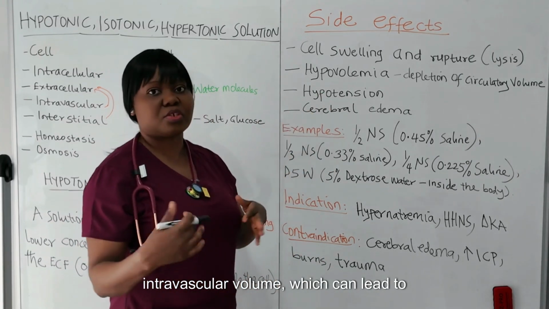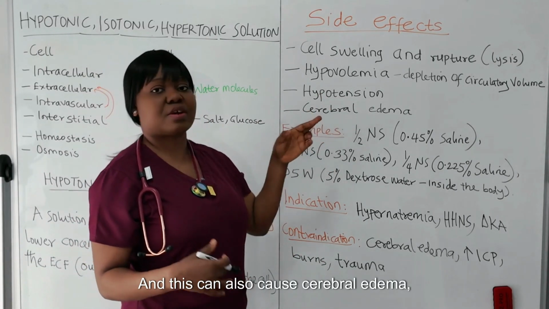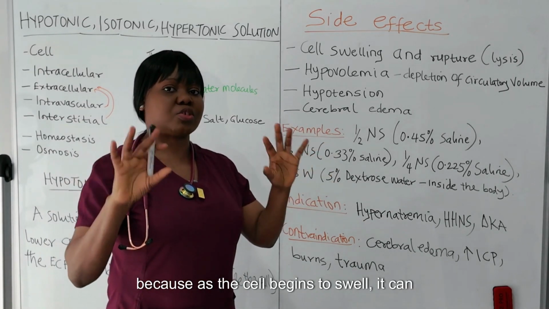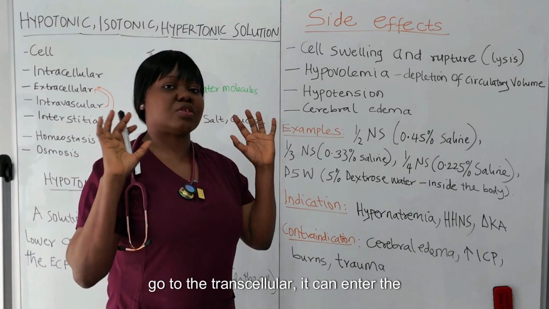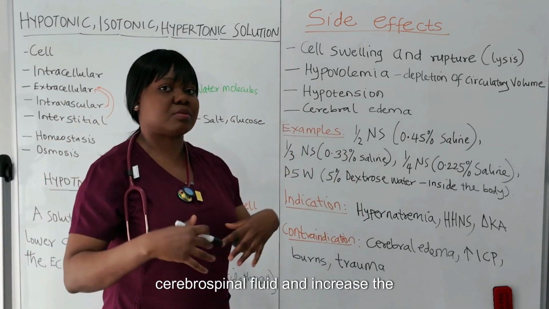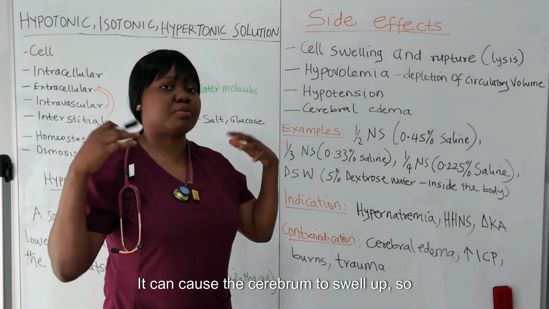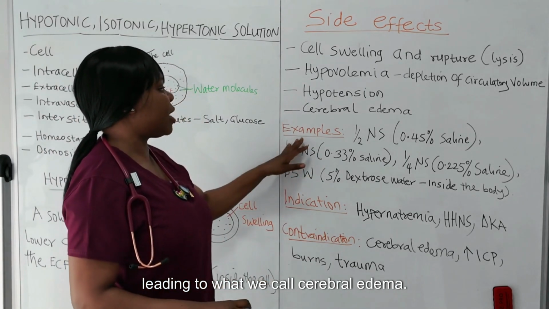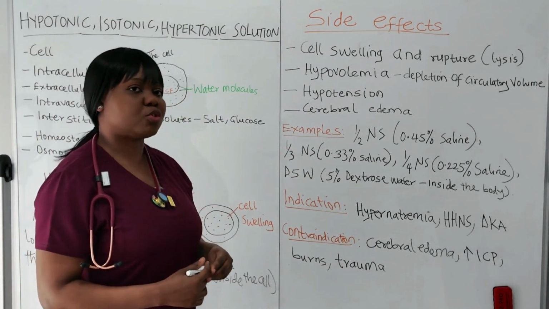can lead to hypotension. And this can also cause cerebral edema because as the cell begins to swell, it can go to the transcellular, it can enter the cerebrospinal fluid and increase the cerebrospinal fluid. It can cause the cerebrum to swell up, leading to what we call cerebral edema. So, examples of hypotonic solution.